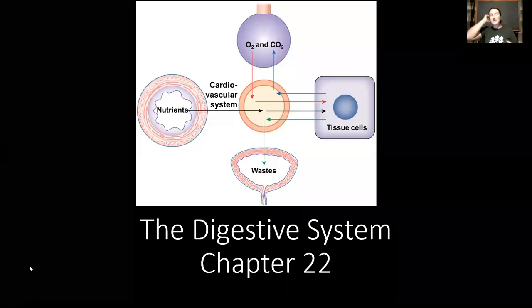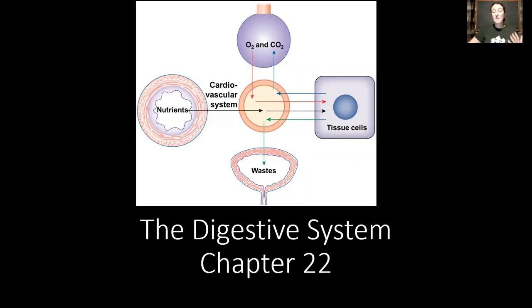All right, so this is the digestive system. It is found in chapter 22 of your textbook. And before we get into the anatomy and then a little bit into the physiology today, I want to show you this image here. This is essentially showing us how all of the different tissues and organ systems that we have started covering and will continue to cover are interacting with each other.